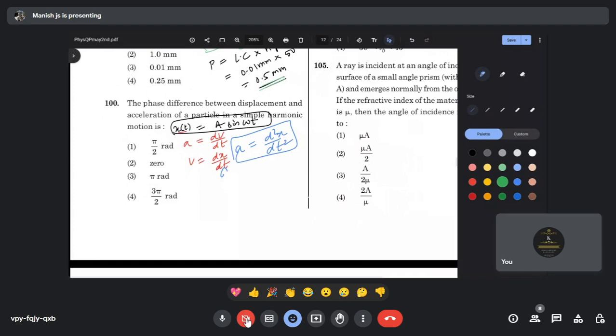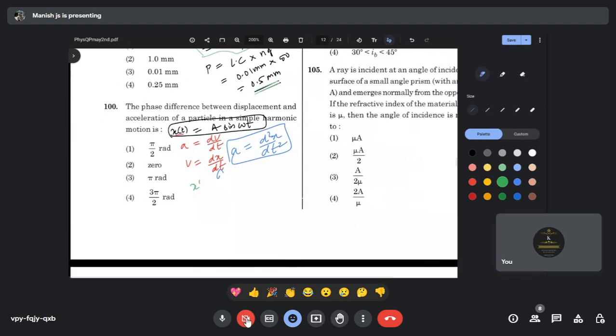First differentiate, find x dash of t, then find x double dash of t. So if you do x dash of t, what are you getting? Differentiation of sine is going to be cos, right? So a omega cos omega t comes, if you are going for the first differential.